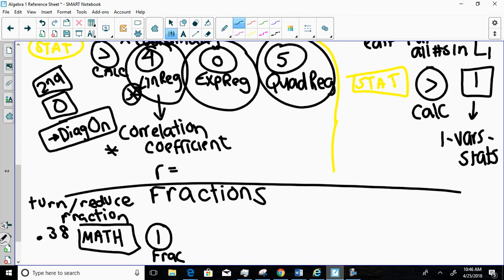I would make sure you're trying this, because this means nothing if you're not paying attention and trying. So you put 0.38, you click math, and you click enter on 1. It says frac, then just click enter a couple times, and it will give it to you as a fraction, 19/50. So that's that decimal as a fraction.